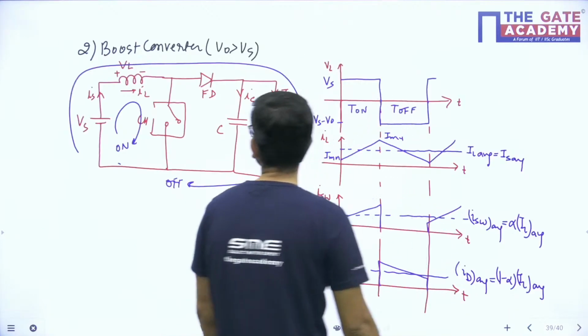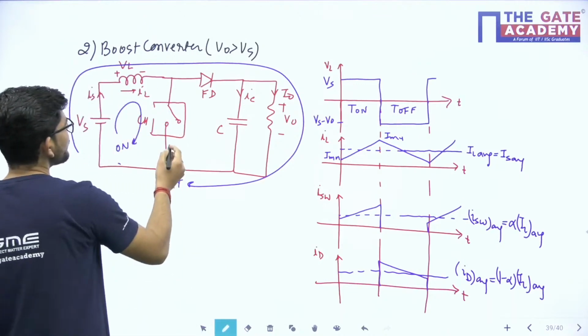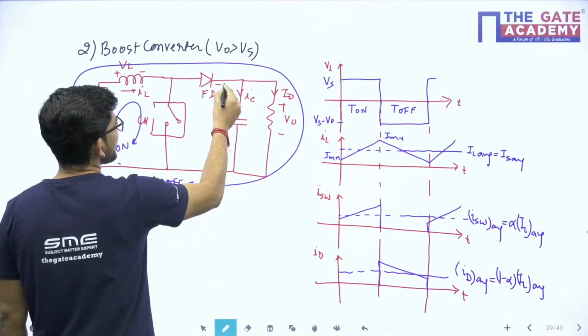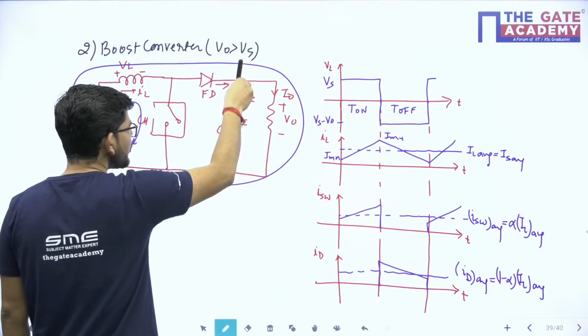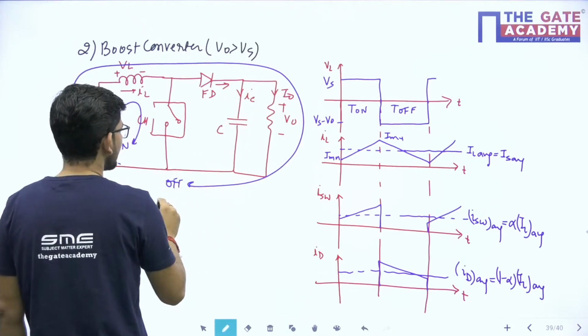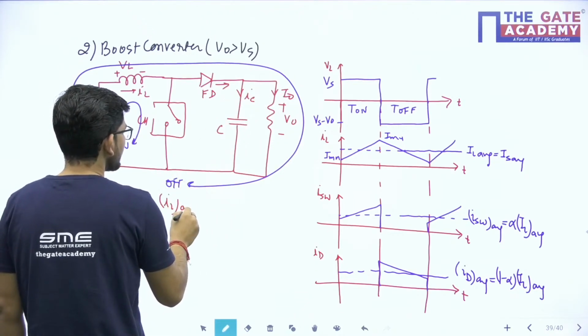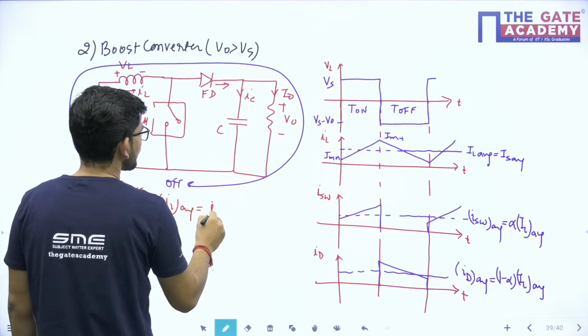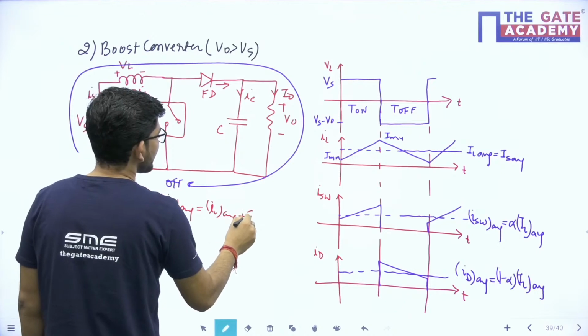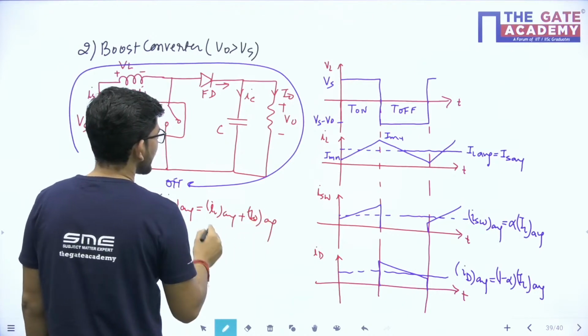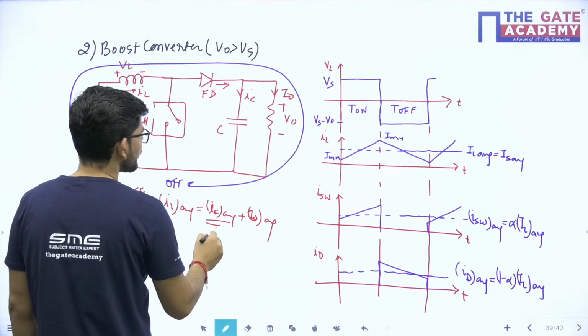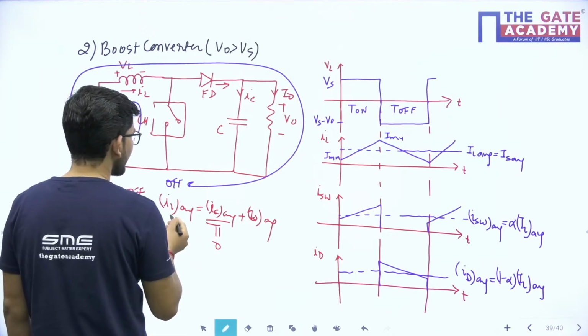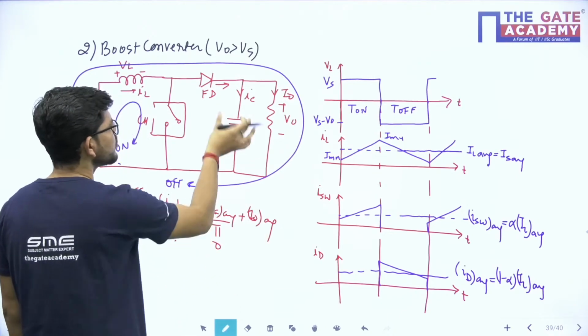Because why? See, during the off period, this is your IL current, and this current is going into the capacitor. So what will be IL average during off period? During off period, you can see this is equal to IC average plus I naught average. IC average, you know, is equal to 0. So IL average during off period has to be equal to I naught.